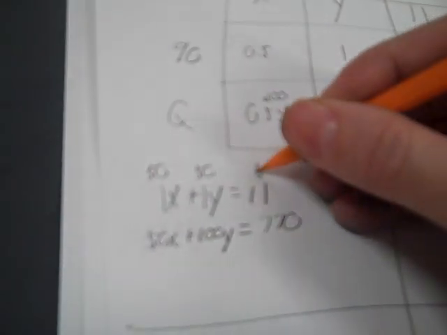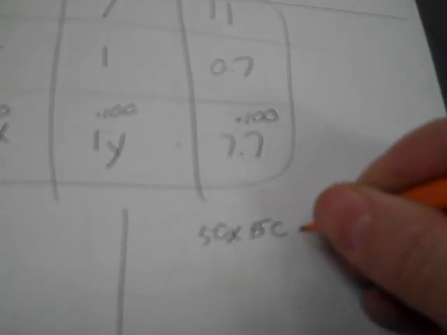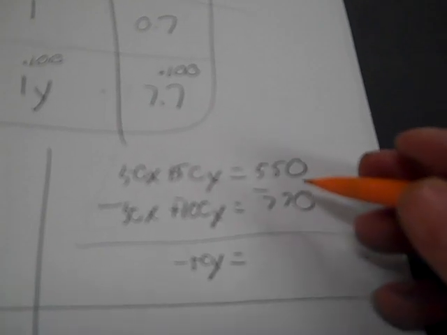50, 50, 50, 1, 1, 1. So I get negative 50x minus 50y equals negative 550, and then 50x plus 100y equals 770. Okay, so I get 50y, and that is going to give me 220. And then I divide by 50.